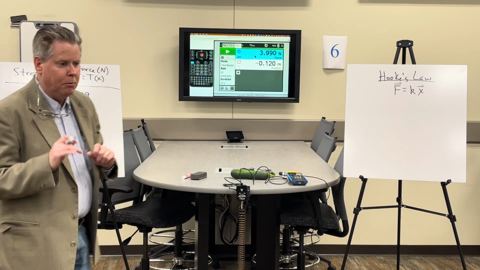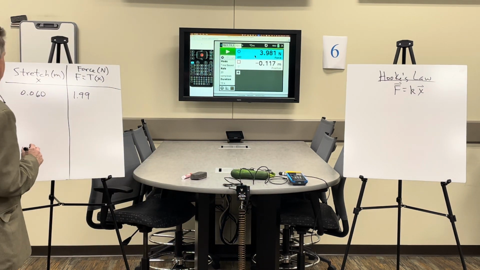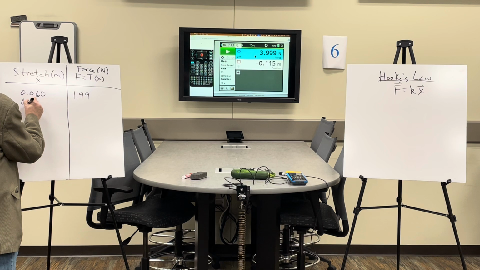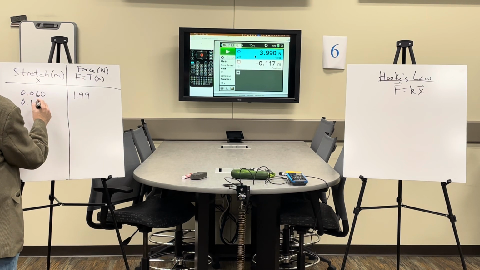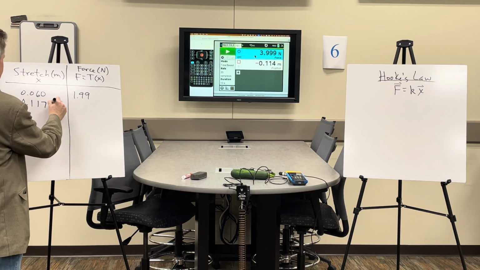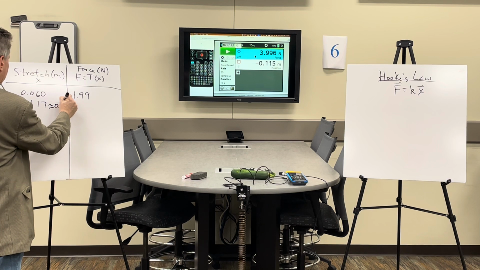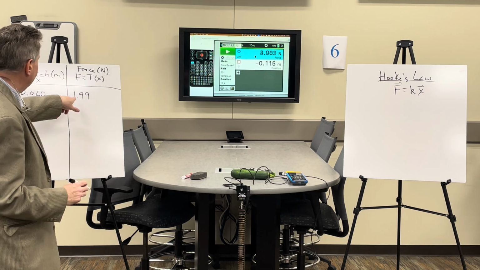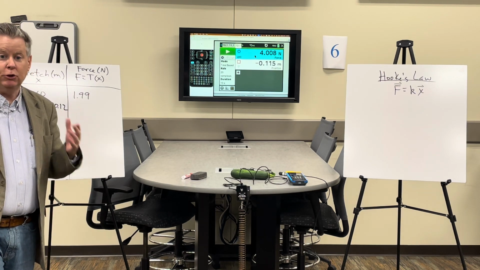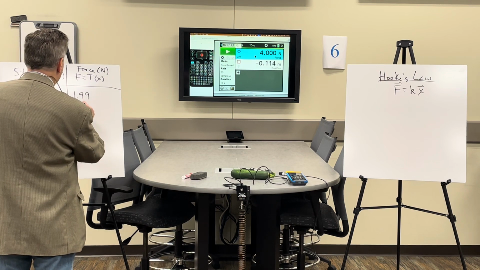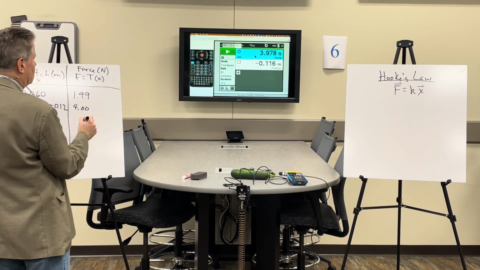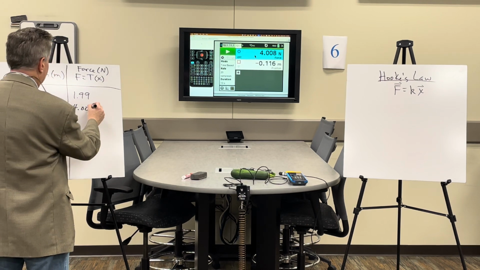So I have, in a sense, doubled it. So my stretch now should correspond to about double this, which it does. My stretch is now about 0.117, say, which is approximately 0.12, which would be double 0.06. Okay, my force went from 1.99, essentially about 2, to about 4.00. Let's see if it settles down here. 2, let's just round it and say.